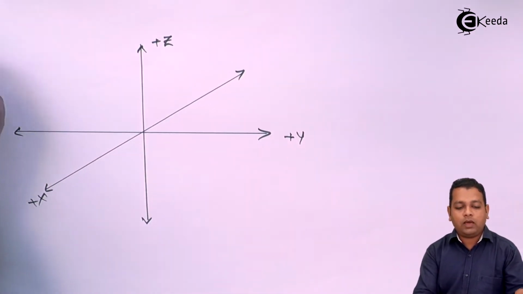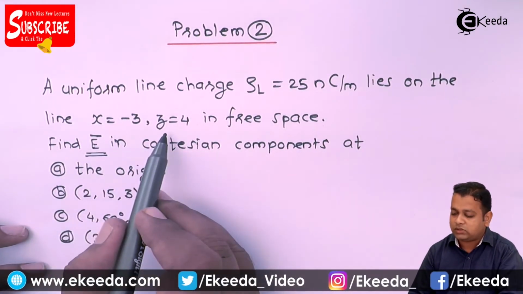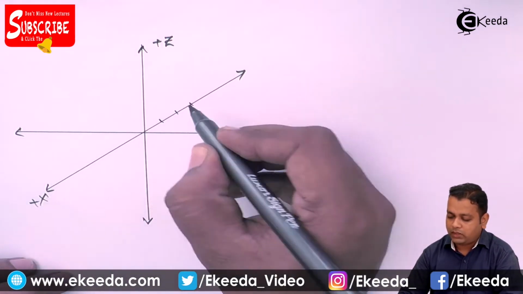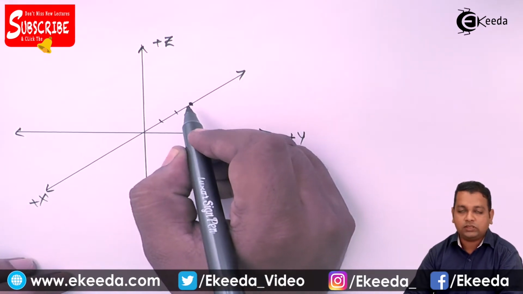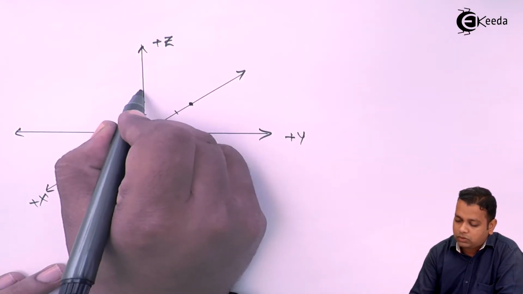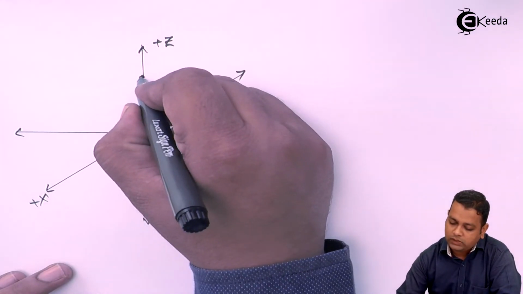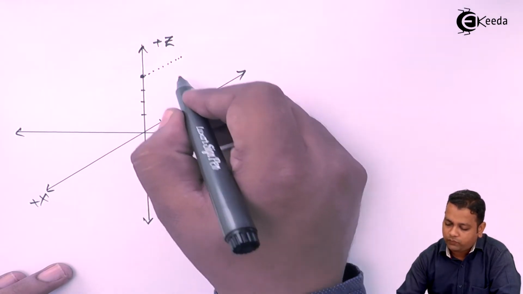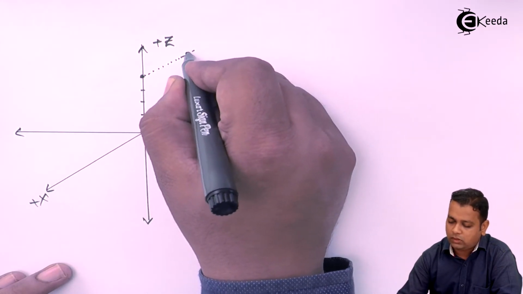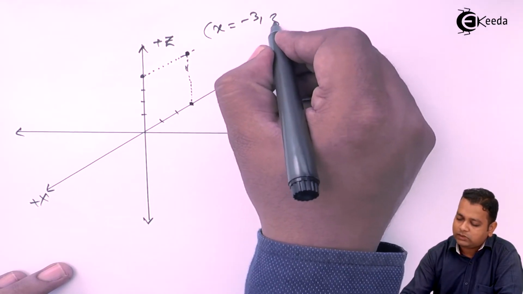Now a uniform line charge having rho L as line charge density lies on x is equal to minus 3, z is equal to 4. So we first of all mark minus 3 units on x-axis. So this is minus 3 unit on x-axis. Z is equal to 4. Now z is equal to 4, 1, 2, 3 and 4. So on positive side we have this z equal to 4. From these two points we will draw lines parallel to x from this, parallel to z from this, and the intersection is here. So here we get the point x is equal to minus 3 and z is equal to 4.